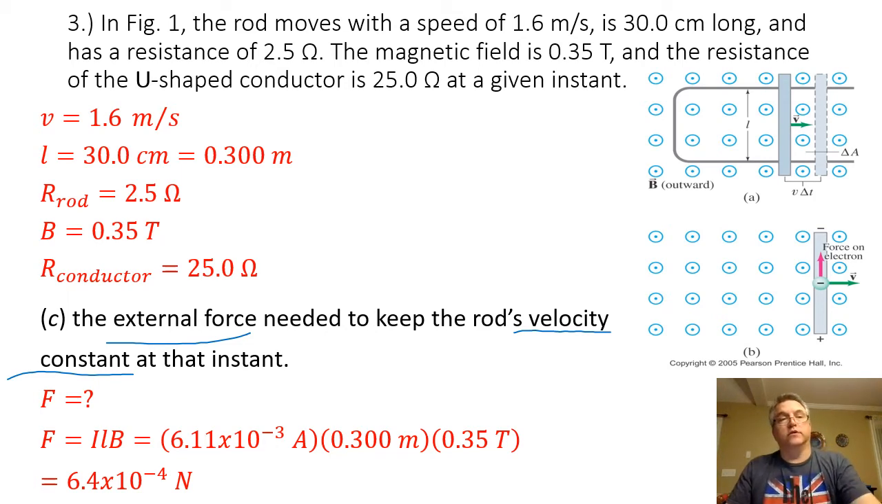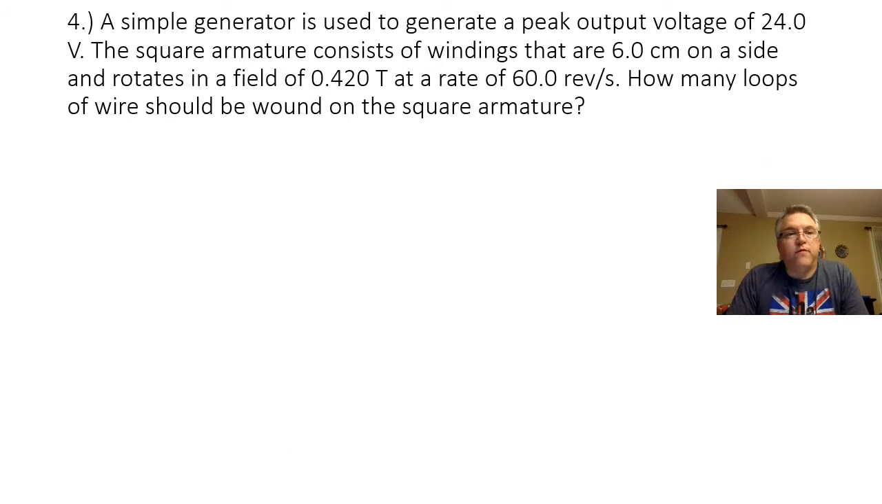4th newtons. Problem 4. A simple generator is used to generate a peak output voltage of 24.0 volts. The square armature consists of windings that are 6.0 centimeters on the side and rotates in a field of 0.420 Tesla at a rate of 60.0 revolutions per second. How many loops of wire should be wound on the square armature?